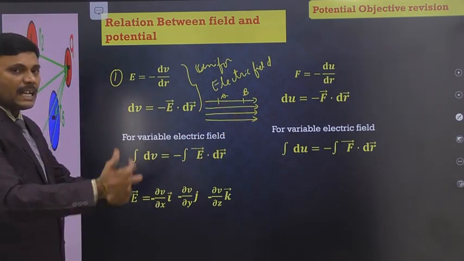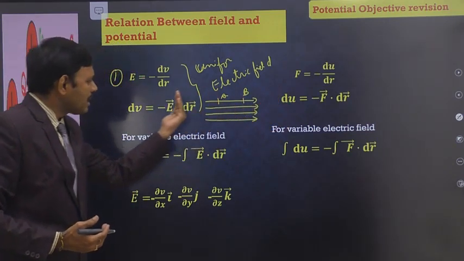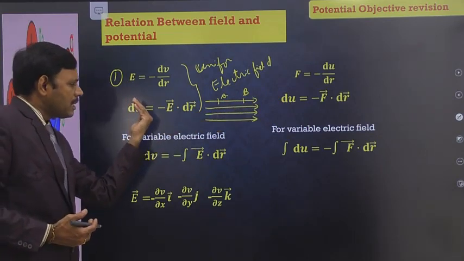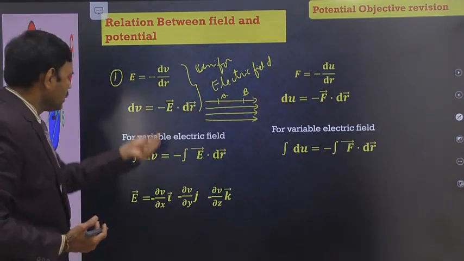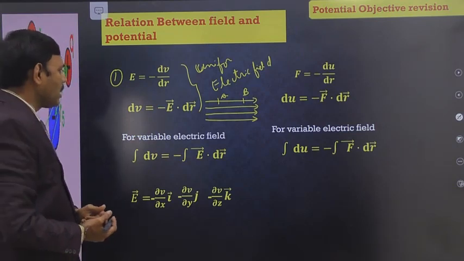As we are moving in the direction of electric field, potential goes on decreasing. If we move opposite, potential is increasing, because work done increases when you move opposite. As we are moving along the direction of electric field, potential decreases. This minus sign indicates that conclusion. dV is equal to minus E bar dot dr bar.